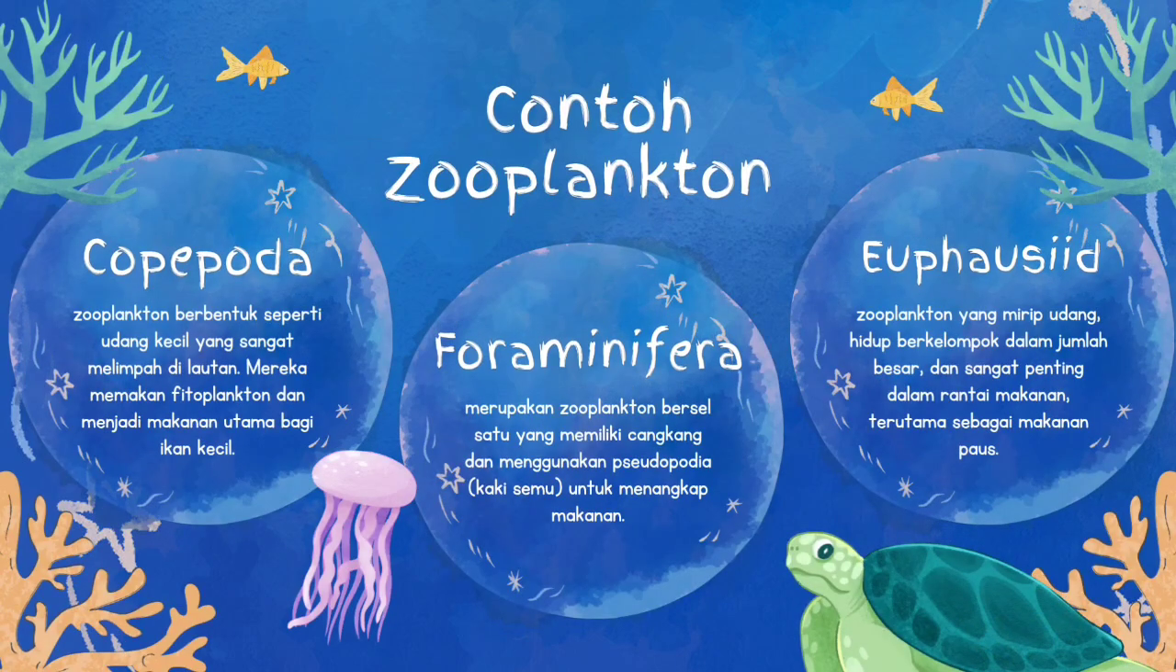Example of zooplankton. Copepods are small shrimp-like zooplankton that are very abundant in the ocean. They feed on phytoplankton and are the main food for small fish. Foraminifera are one-celled zooplankton that have shells and use pseudopodia, false legs, to catch food. Euphausiids are shrimp-like zooplankton, live in large groups, and are very important in the food chain, especially as food for whales.